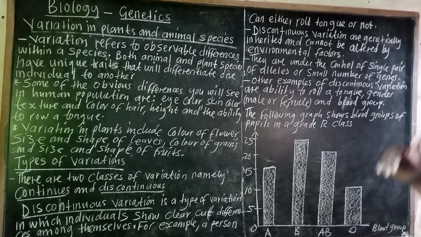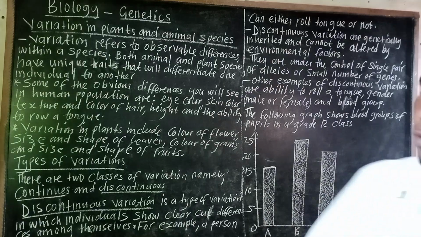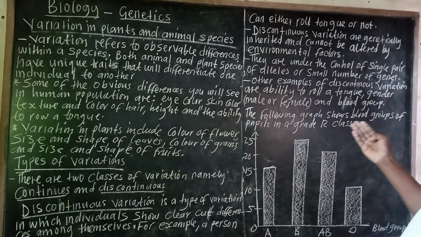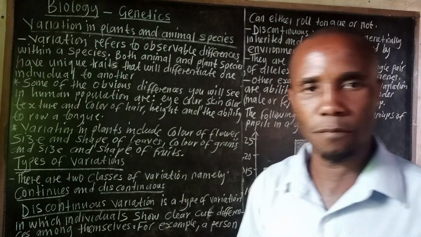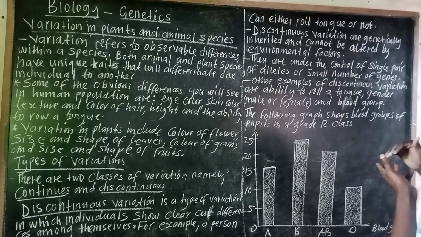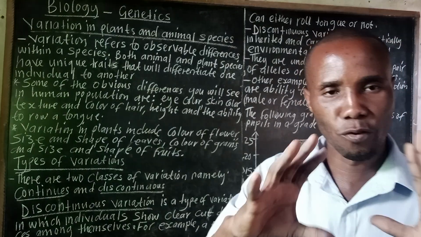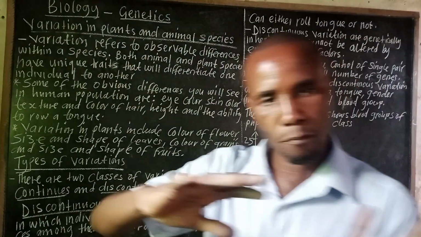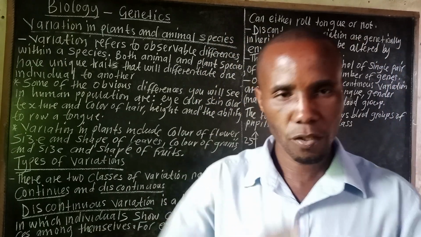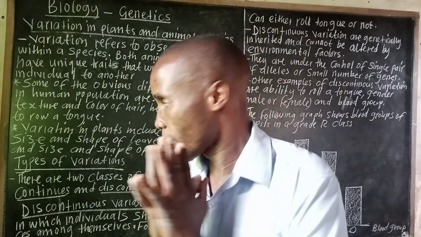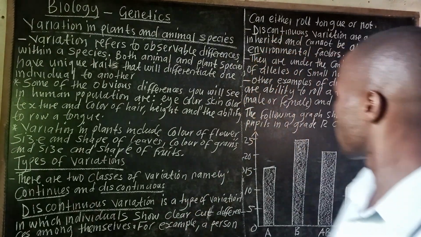Then the other point, we are looking at other examples of discontinuous variation. We have the ability to roll the tongue, as I said in my preamble, as well as male or female, and blood groups. There are some people who have blood group A, others O, others AB. That type of variation is called discontinuous variation.